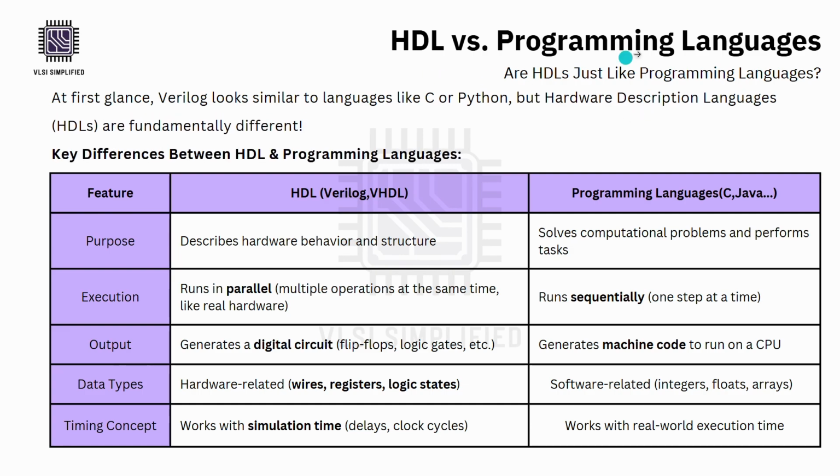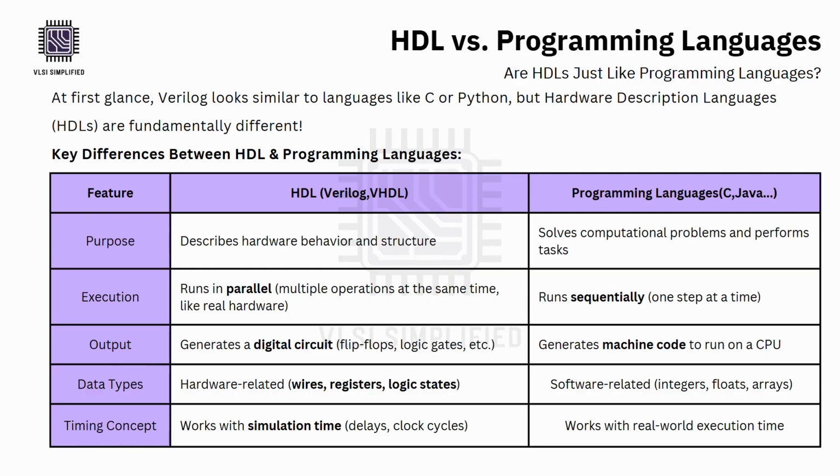So, HDL versus programming language. At first glance, Verilog looks similar to programming languages like C or Python, but it's fundamentally different. Verilog is a hardware description language, which means it's used to describe and design actual hardware and not for software.